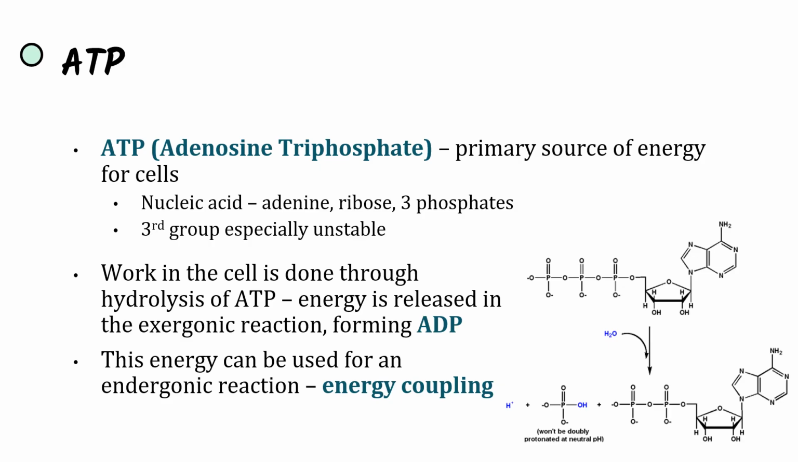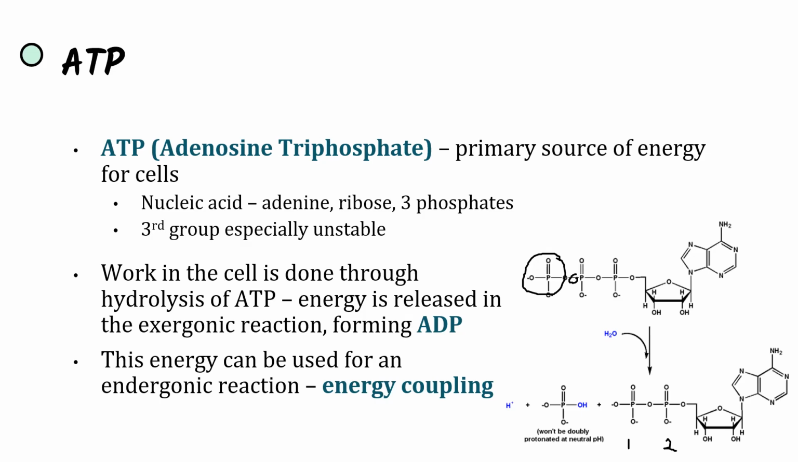And this third phosphate group is going to be especially unstable. This bond is going to be especially unstable. So work in the cell is done through hydrolysis of ATP. If you don't remember what hydrolysis is, that means you're adding water to break a bond. Energy is released in the exergonic reaction, and this is going to form ADP. So essentially, hydrolysis is going to break this very unstable bond between the third and second phosphate groups, and that's going to leave you with ADP, which is a diphosphate instead of a triphosphate. It only has 2 phosphate groups.